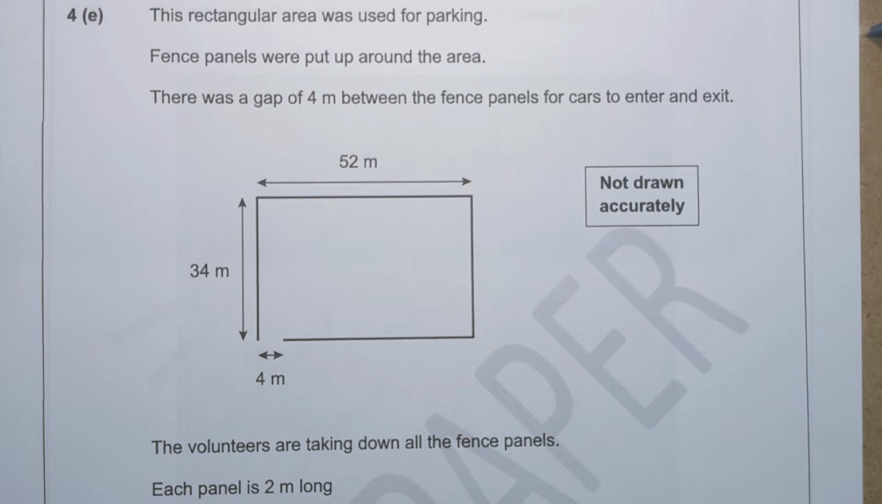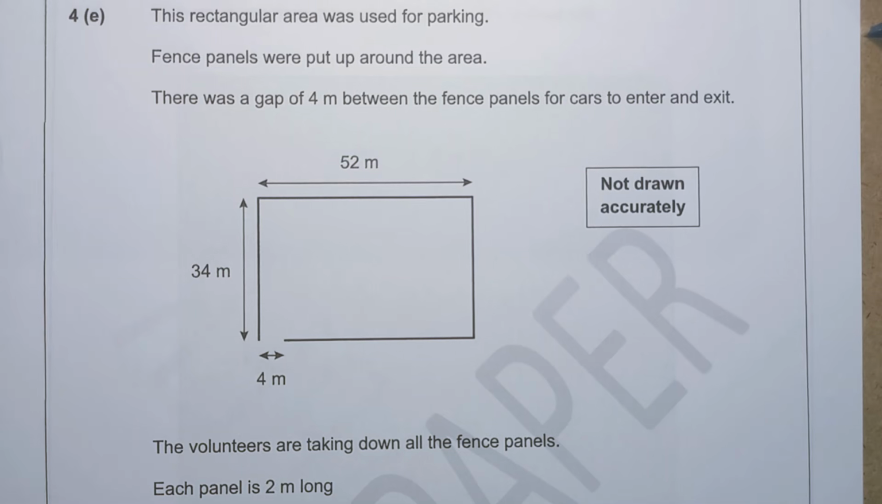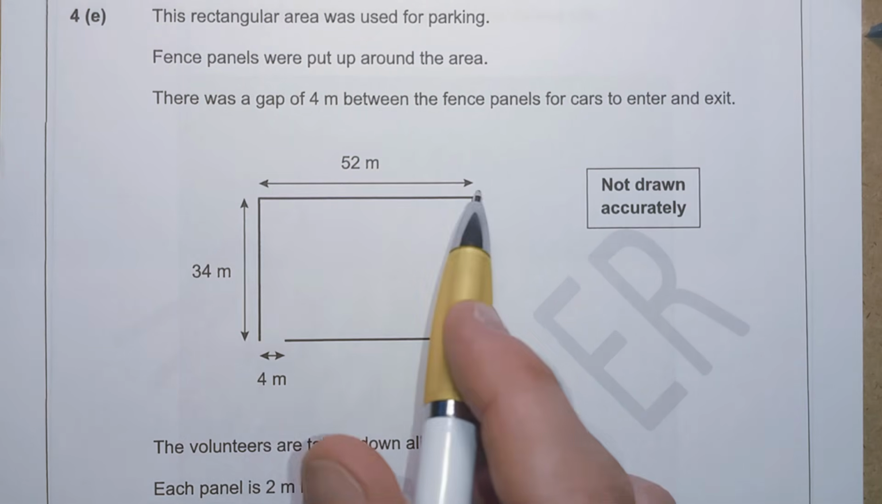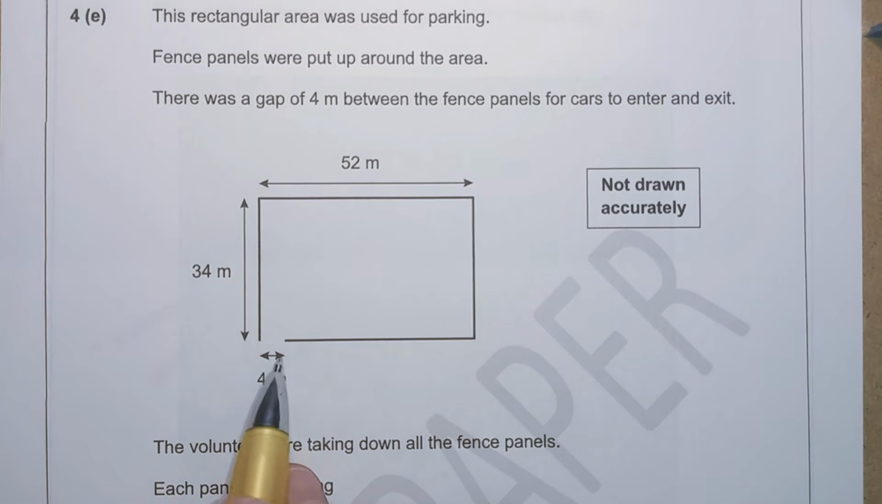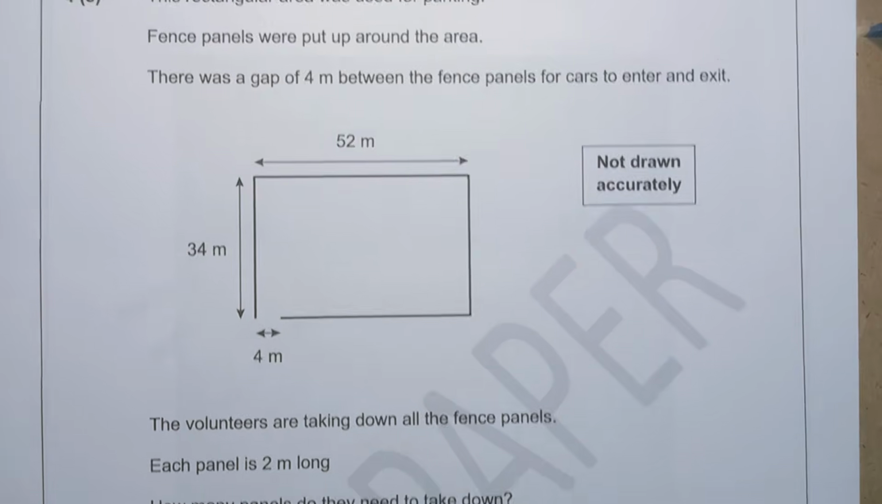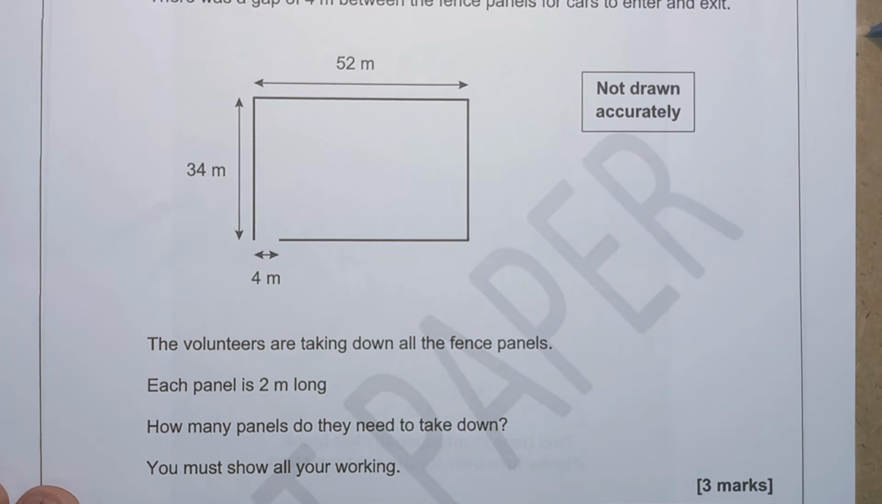4E. This rectangular area was used for parking. Fence panels were put up around the area. There was a gap of 4 metres between the fence panels for cars to enter and exit. So that must be this gap here. So we've got 52 metres across, 34 metres down, and this gap. The volunteers are taking down all the fence panels. Each panel is 2 metres long. How many panels do they need to take down? You must show all your working.